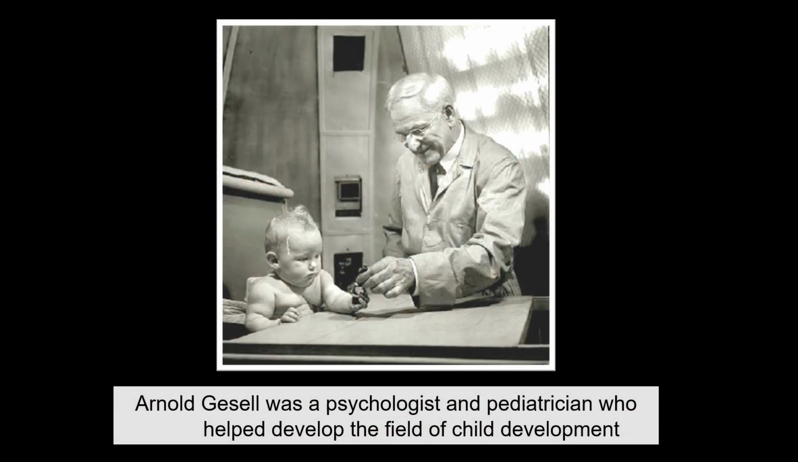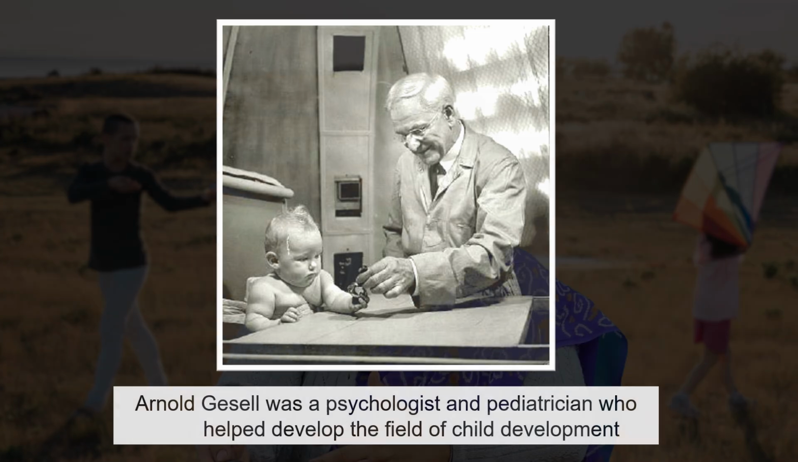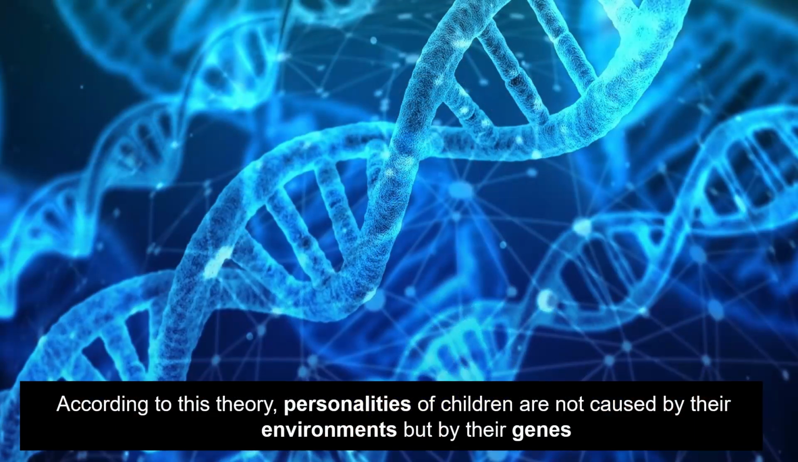As I mentioned just now, this viewpoint was given by Arnold Gesell, and he was a psychologist and a pediatrician who helped develop the field of child development. And he is primarily responsible for the maturation theory of development, and according to this theory, personalities of children are not caused by their environments but by their genes. So it is inherited. When we say biological design, it means it is already there in the body, it is predetermined and it is also sequential.